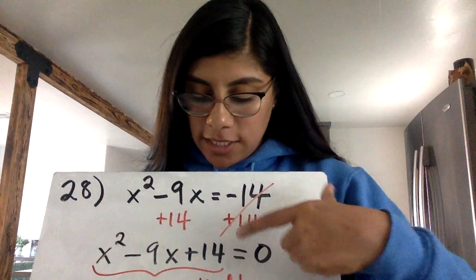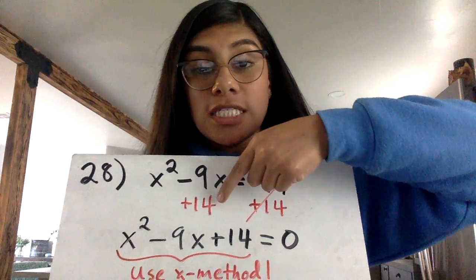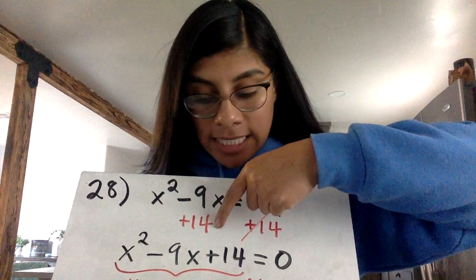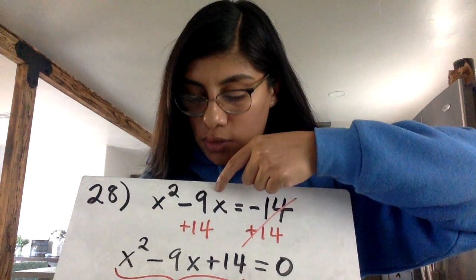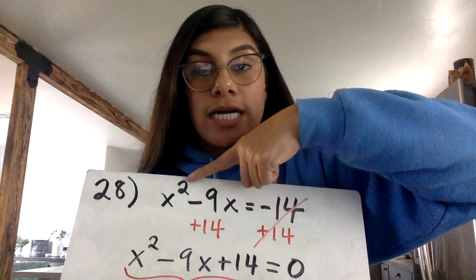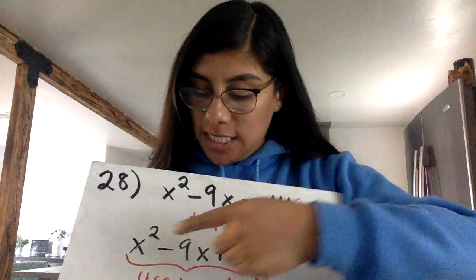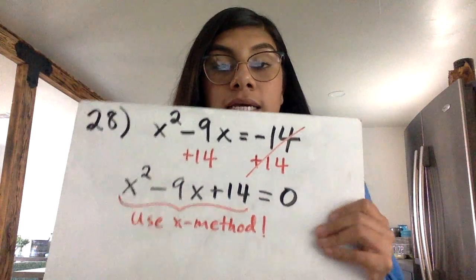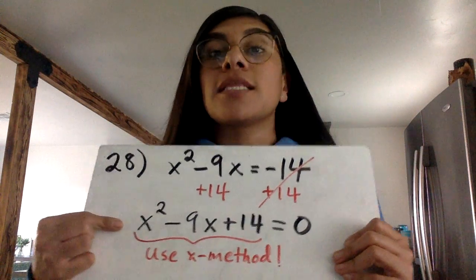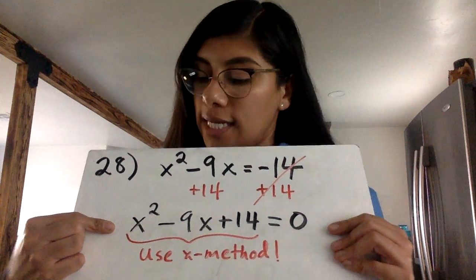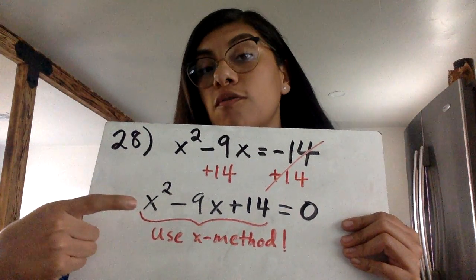Drop down that equal sign. Over here, this 14 is constant, okay? It is not a like term to negative 9x or x squared. So since I can't combine it with anything, just drop down that 14 and rewrite the whole polynomial. Now, this is something that we know how to factor. So go ahead and use x method to factor this polynomial.